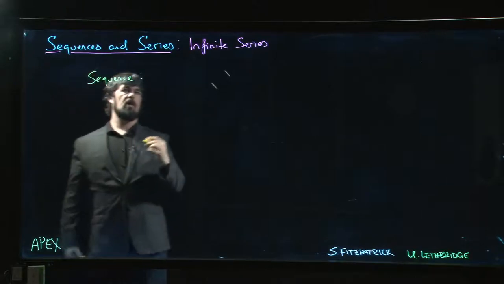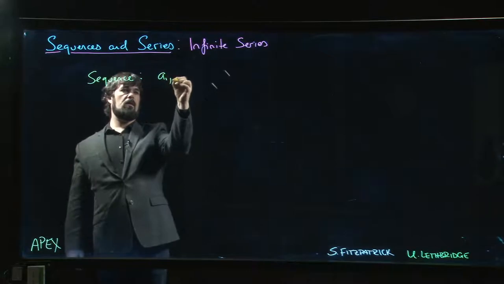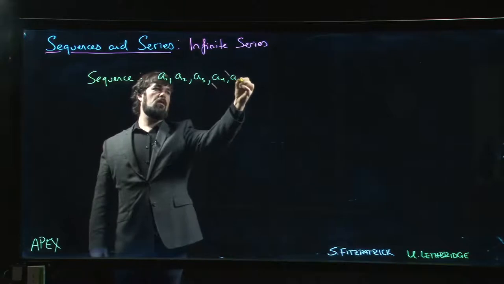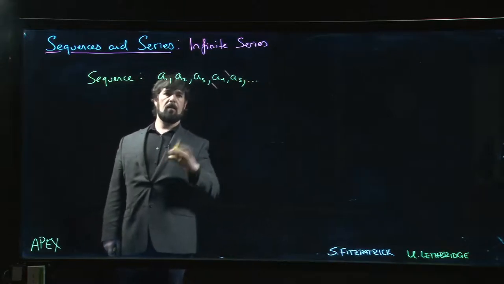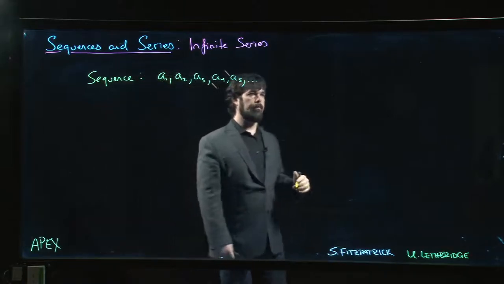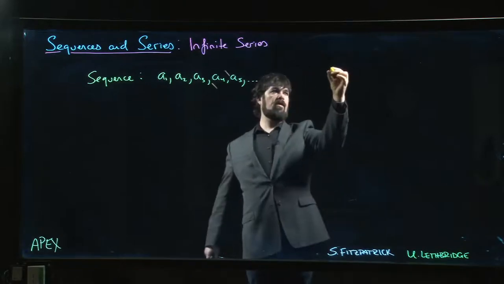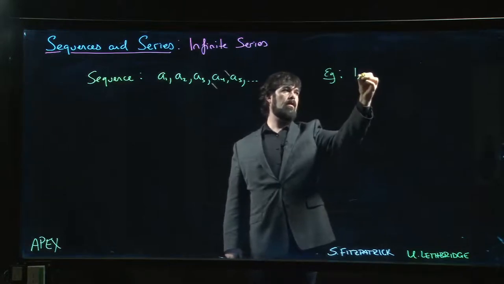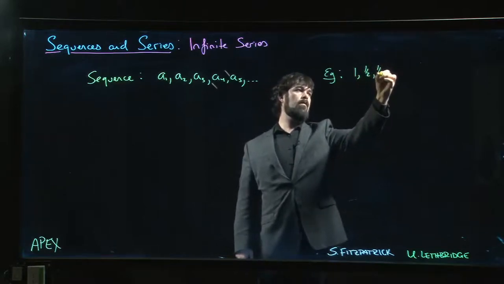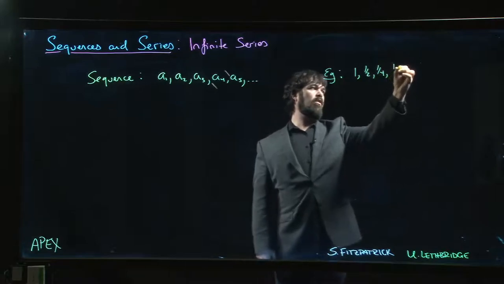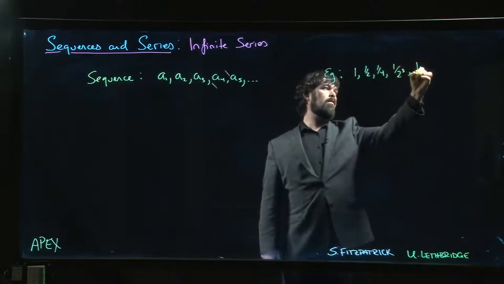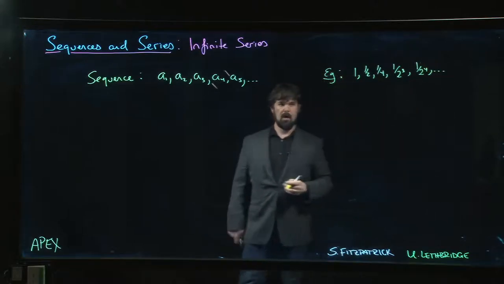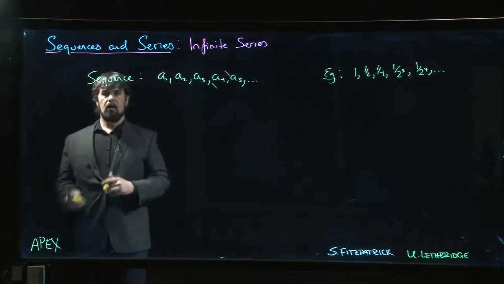Okay, so we have a sequence, let's say A1, A2, A3, A4, A5, and so on. I'm gonna write out the terms, okay? So, as an example, we could do the sequence 1, 1/2, 1/4, right? So in general, this is just a geometric sequence, right, with ratio 1/2. 1 over powers of 2.